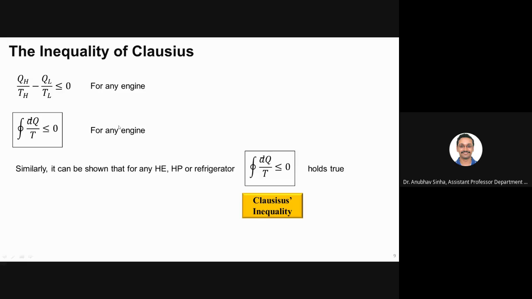So we have proved it for the heat engine. For the heat pump or refrigerator, I give you as homework. You can try it and see whether you are getting this or not. So for any cyclic device, if you integrate over a cycle, dq by T is less than or equal to 0. Is this clear to everyone?